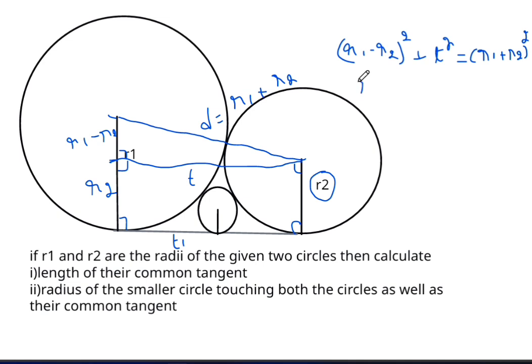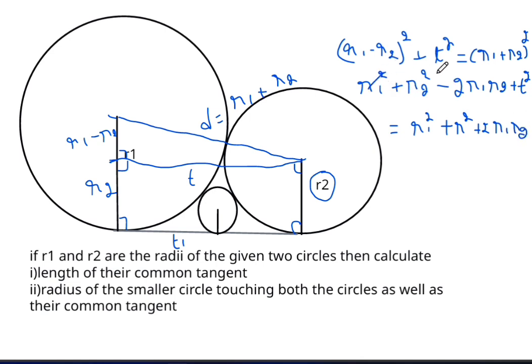After expansion, you will be getting R1 square plus R2 square minus twice of R1 R2 plus T square is equal to R1 square plus R2 square plus 2 times R1 R2. Now we can cancel the common R1 square and R2 square terms, and from here we get T square is equal to 4 times R1 R2, and hence T is equal to 2 times the square root of R1 R2. Now you have the common tangent.